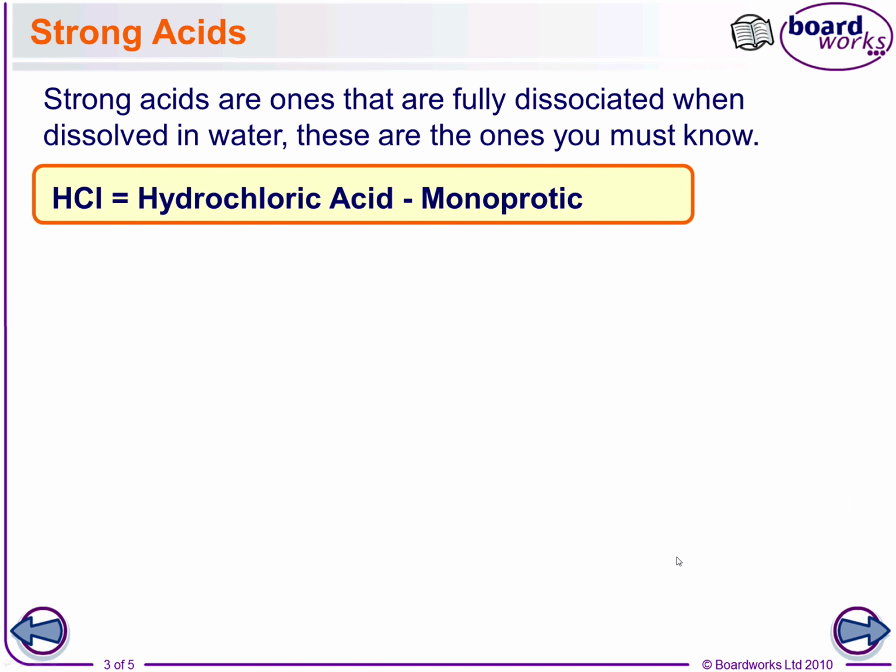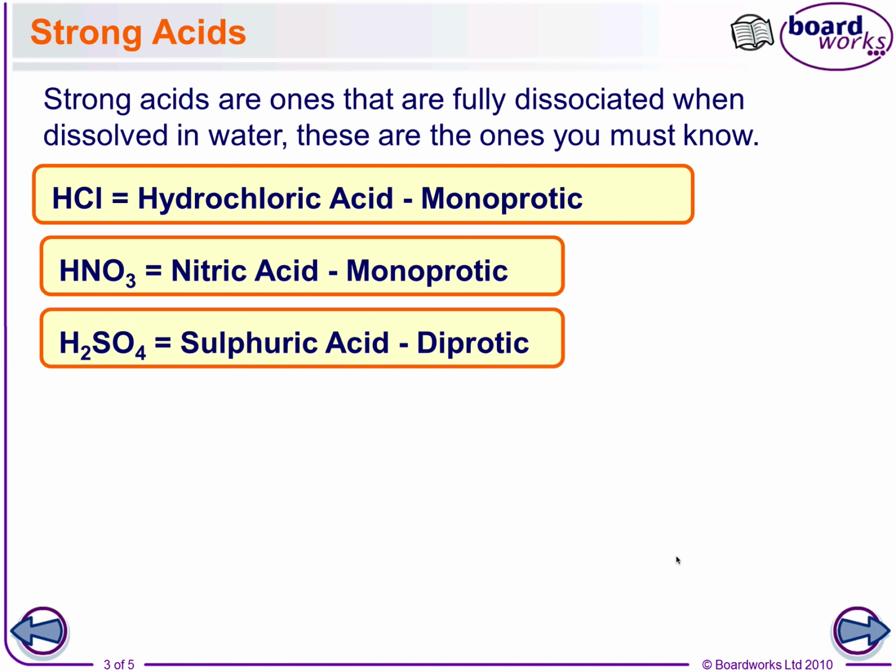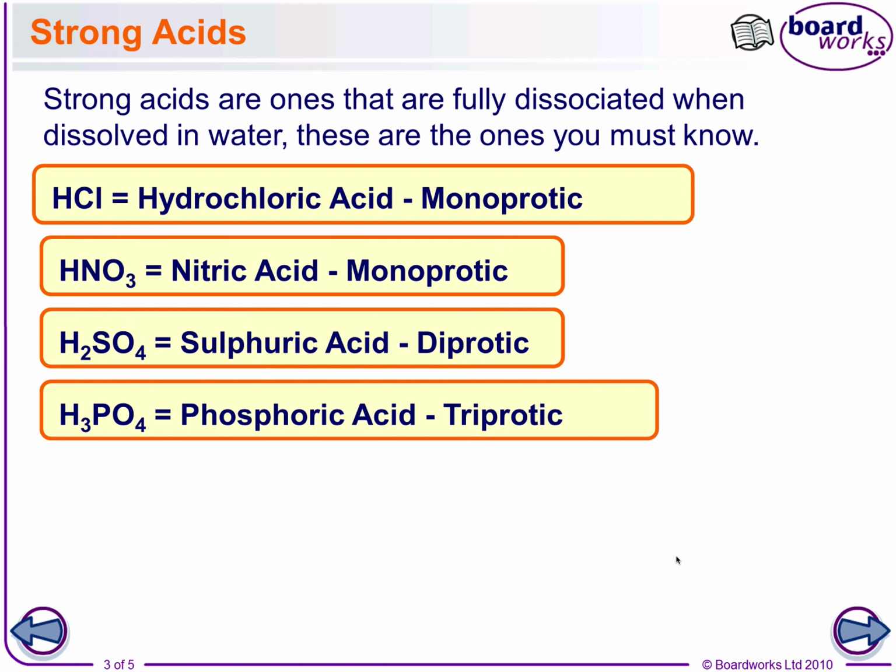Now, strong acids are ones that are fully dissociated in water, and the four that you need to know are shown on the screen, and it also talks about whether they are monoprotic and diprotic. Now, your sulfuric acid, of course, is diprotic. That means that each acid entity generates 2 protons. Phosphoric acid is triprotic, and each one generates 3.